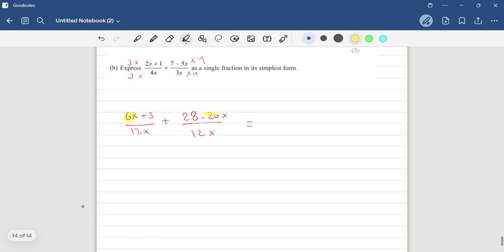This is x with x. For this situation, the same 12x in the denominator. 6x minus 20x will be negative 14x. And 3 plus 28 will be 31. This is the final answer. Do you have any issues with this part? Thank you.